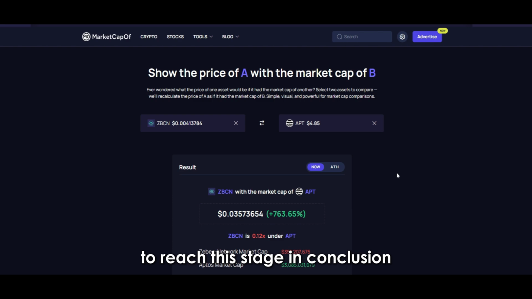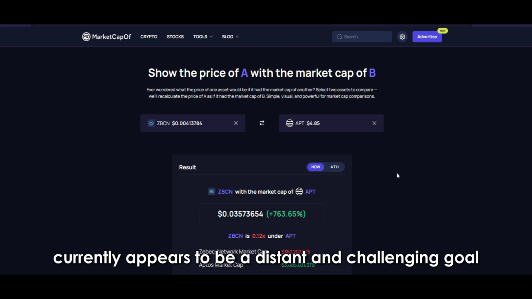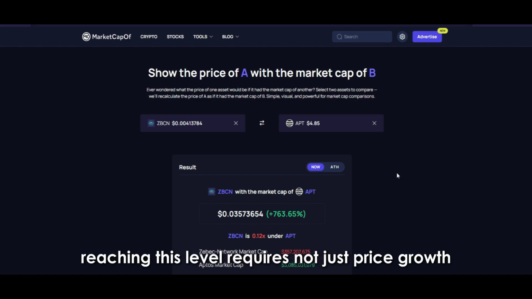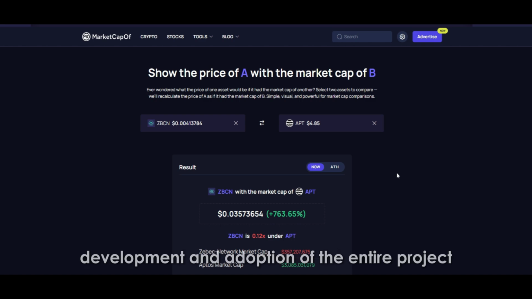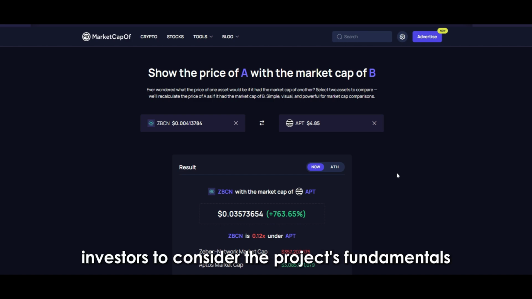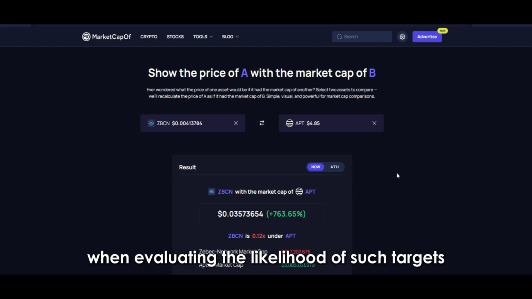In conclusion, while ZBCN replacing Aptos and achieving a 760% increase currently appears to be a distant and challenging goal, it is not impossible. Reaching this level requires not just price growth, but the overall growth, development, and adoption of the entire project. It is very important for investors to consider the project's fundamentals, technical progress, community dynamics, and overall market trends when evaluating the likelihood of such targets.